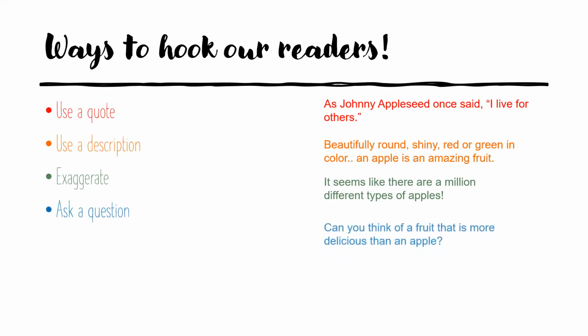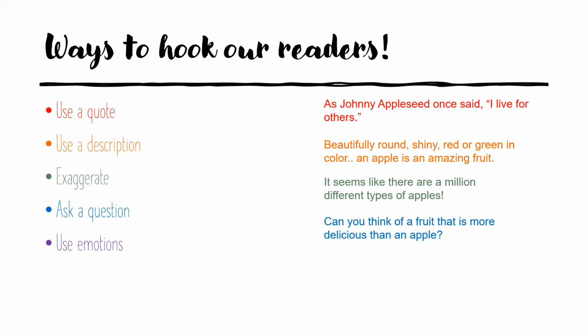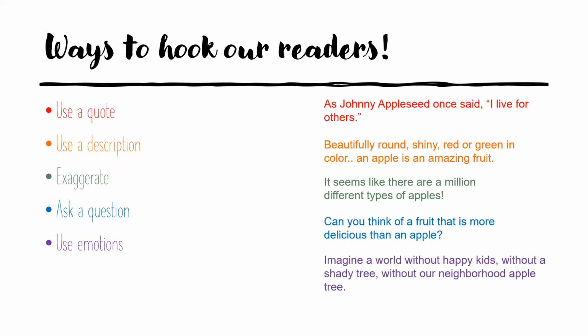Ask a question. Can you think of a fruit that is more delicious than an apple? The reader might be asking themselves, well, I can think of lots of different types of fruits that are more delicious. Or maybe they're like, no, I can't. Either way, it's going to grab your reader's attention and they're going to want to keep reading. Use emotions. Imagine a world without happy kids, without a shady tree, without our neighborhood apple tree. This will grab your reader's attention by invoking some emotions in them. They're going to think, I can't imagine a world without happy kids. That would be very sad. So it's going to grab their attention. They're going to want to keep reading.